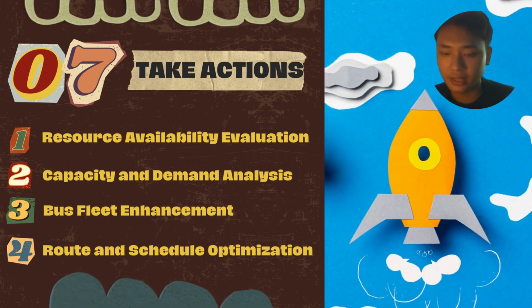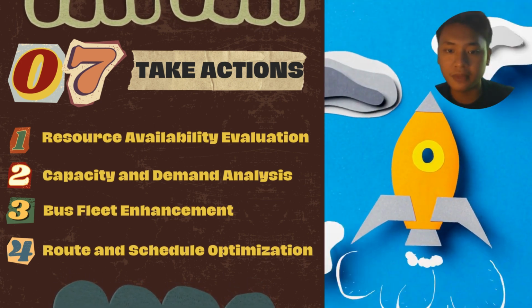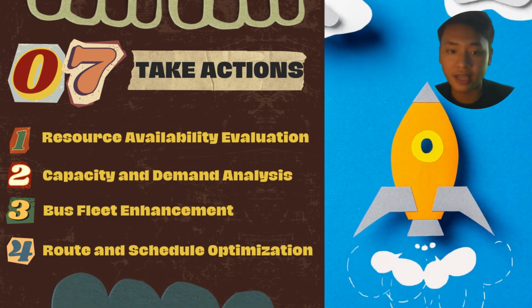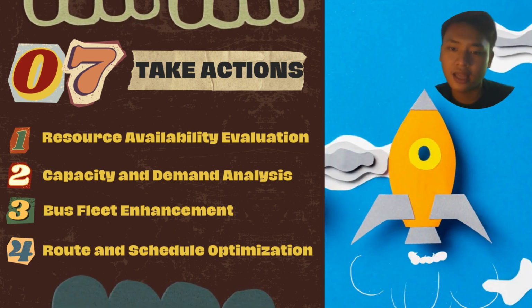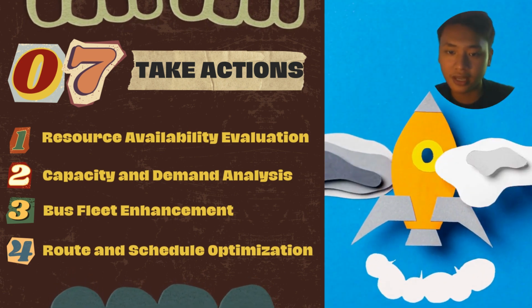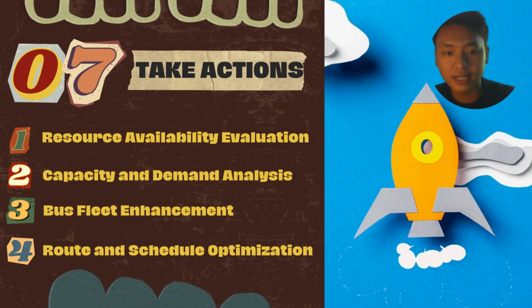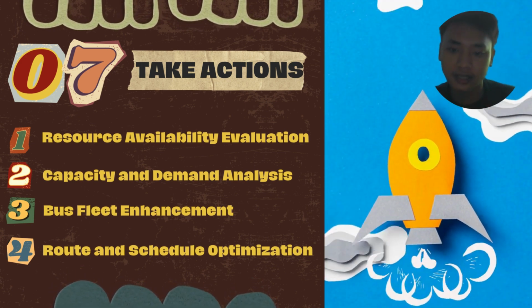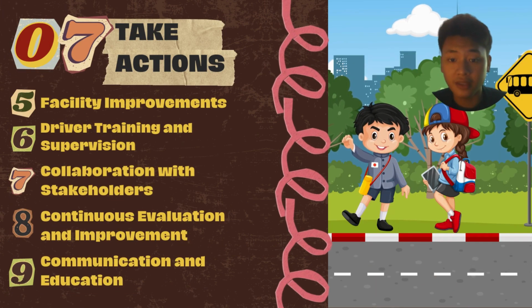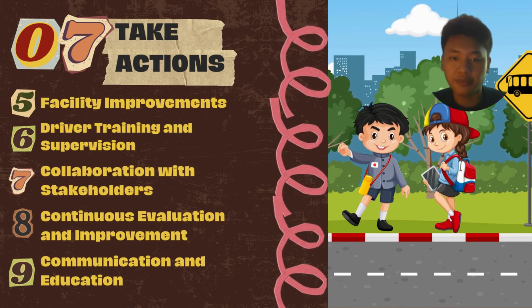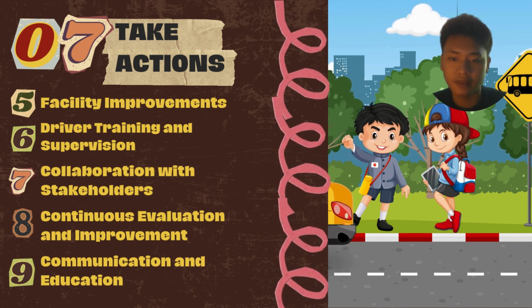Number 3 is bus fleet enhancement, getting a new bus as suggested. Number 4 is route and schedule optimization, adjusting routes and schedules for efficiency. Next, please. Number 5 is facility improvements, repairing bus stops and improving bus amenities.